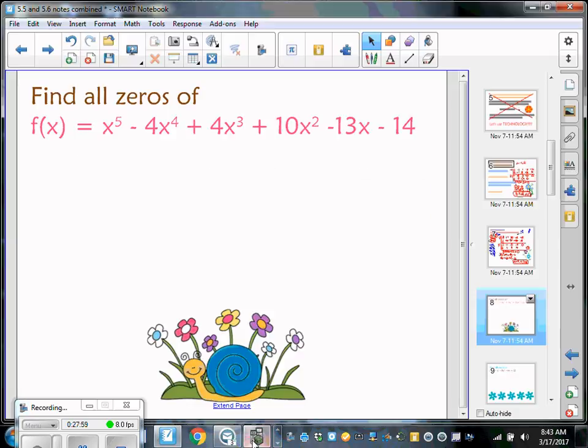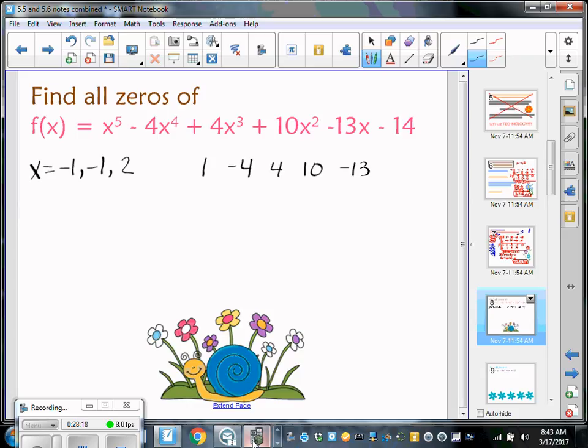All right, so let's go back. X equals -1, -1, and 2. Do you see, though, how it's important to recognize when it bounces, the answer showed up twice? It's going to help you out. So let's set up our synthetic. So 1, -4, 4, 10, -13, -14.